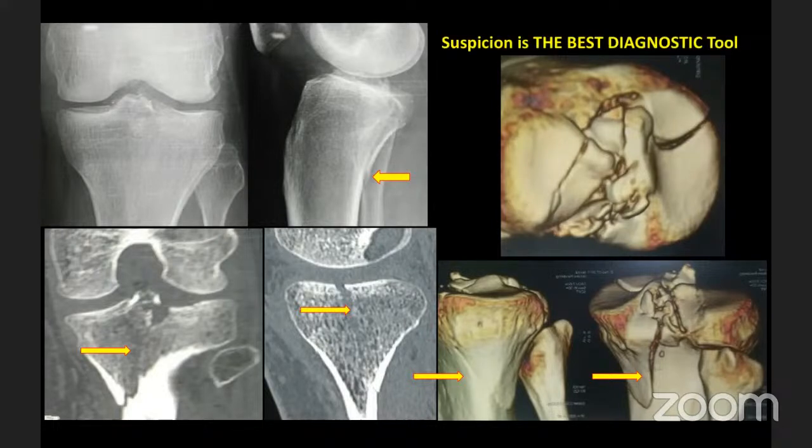So suspicion is the best diagnostic tool. If you see anything in the AP or lateral view which is not normal looking, even if you want to treat that injury conservatively, we should get a CT scan done to confirm that there is nothing which you are missing. So CT scan is of utmost importance in any articular or periarticular fracture.